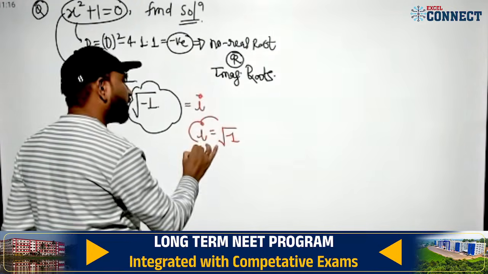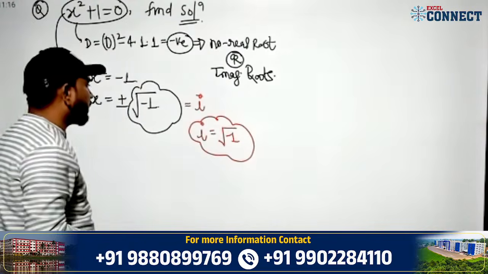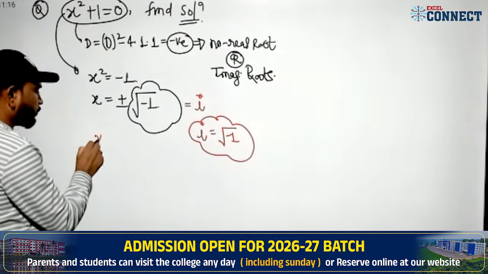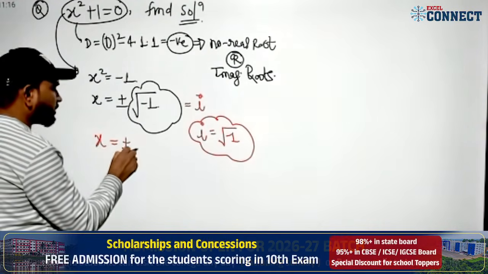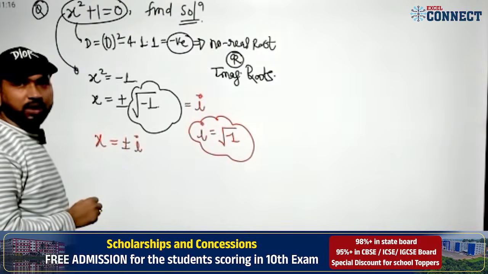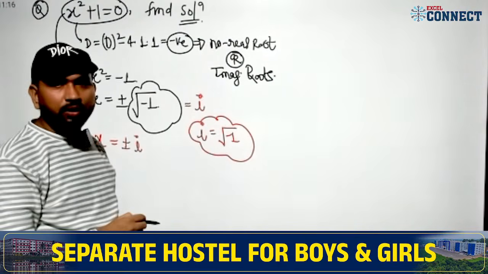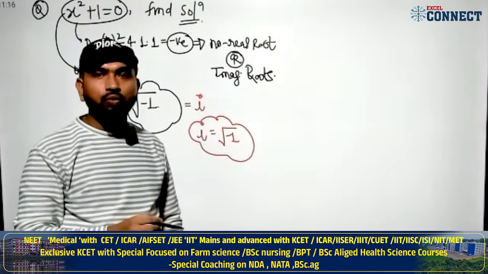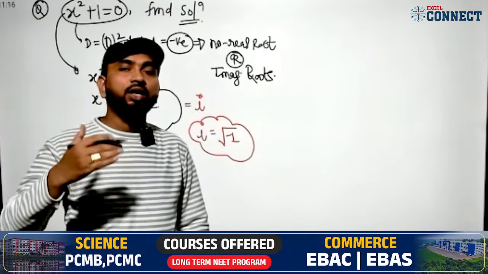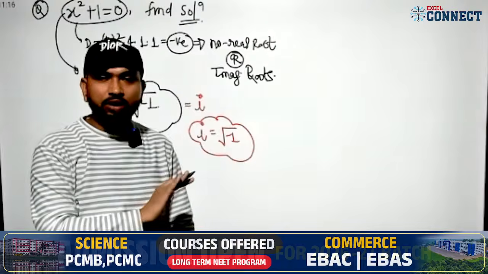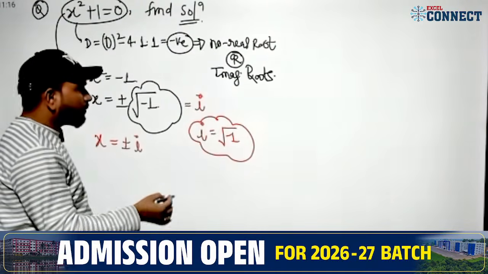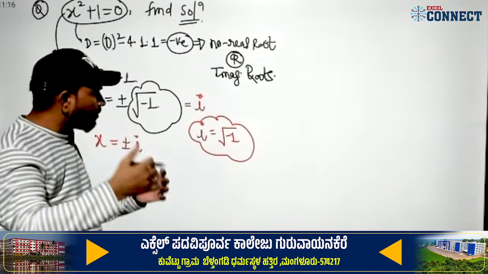So x is equal to plus minus iota. There are no real roots, yes, this is correct. No real root. But forcefully, if I want to say I will solve this, then mathematicians define something.